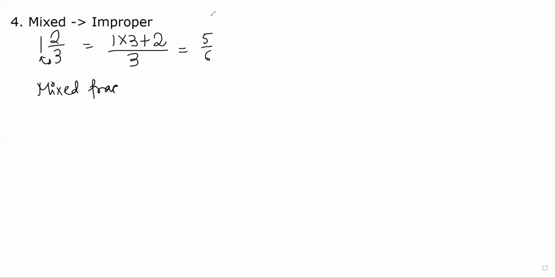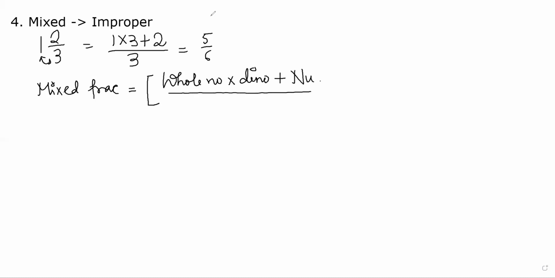Mixed fraction equals, if we are going to implement this formula, the whole number into the denominator, plus the numerator, divided by the denominator. If we apply this formula, it will give the result as an improper fraction. Please write the word "in total". Okay, I'm writing it now, you should write it too. I hope this is clear.